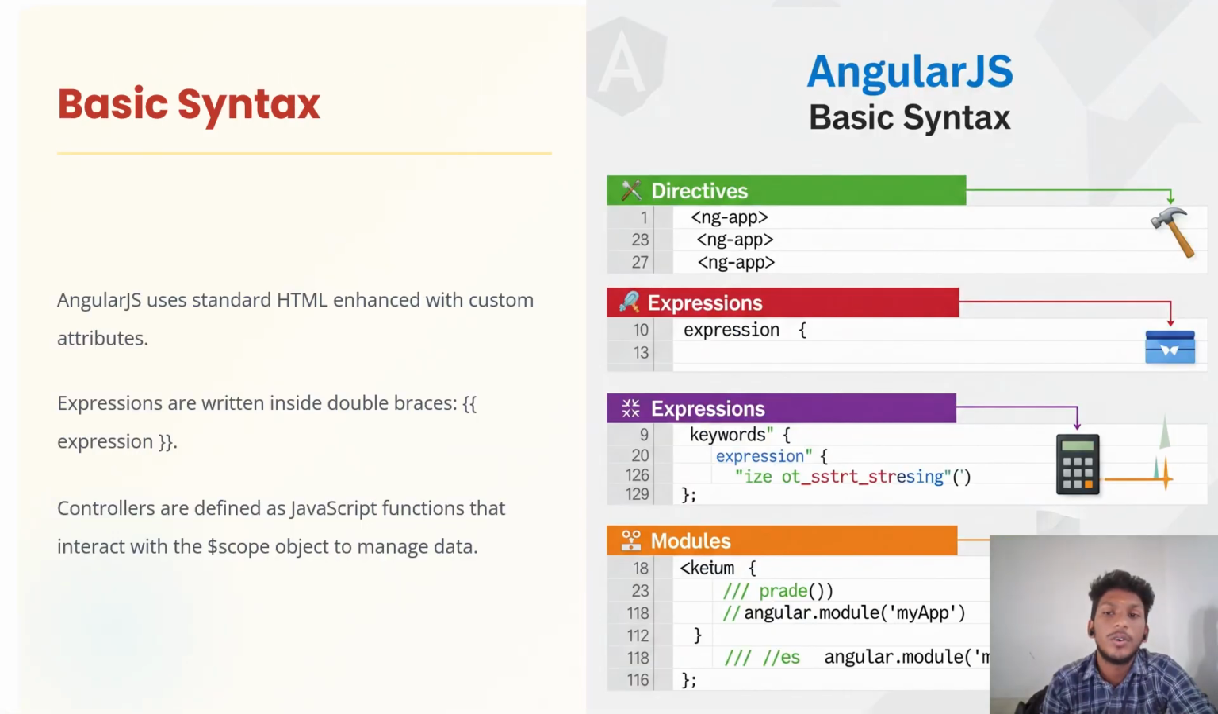To understand this, we should know about the basic syntax of AngularJS. As mentioned earlier, AngularJS uses HTML enhanced with custom attributes. You can see the directives, usually used as attributes. We use expressions written inside double curly braces to display data. The controllers are defined as JavaScript functions. They interact with a special object called scope to manage the data. This is the scope, and these are all the basic syntax used in AngularJS.